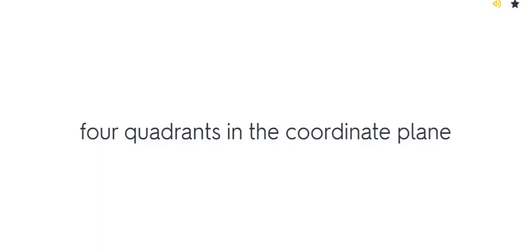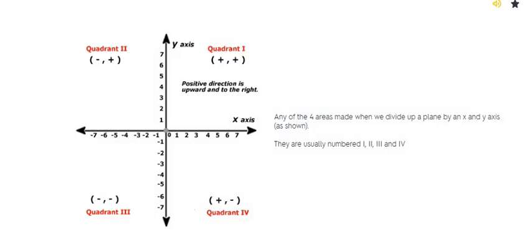4 quadrants in the coordinate plane. Any of the 4 areas made when we divide up a plane by an x and y axis. They are usually numbered I, II, III and IV.